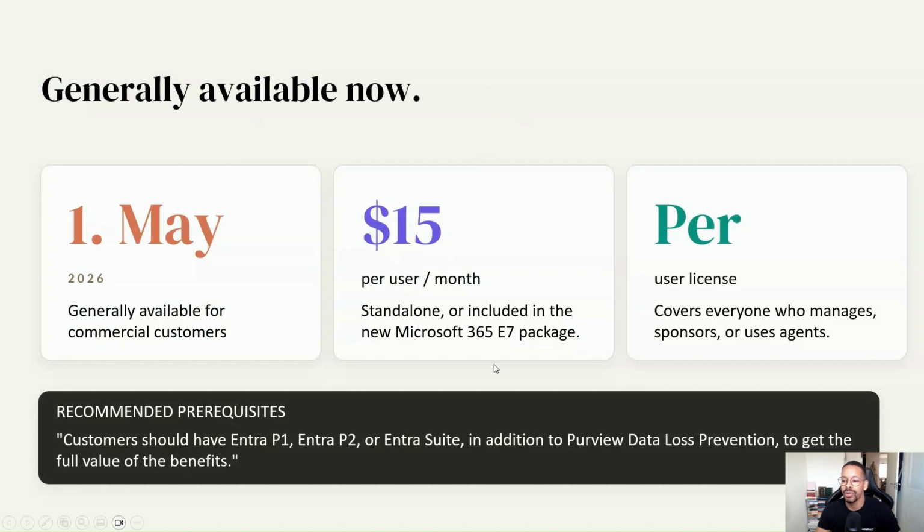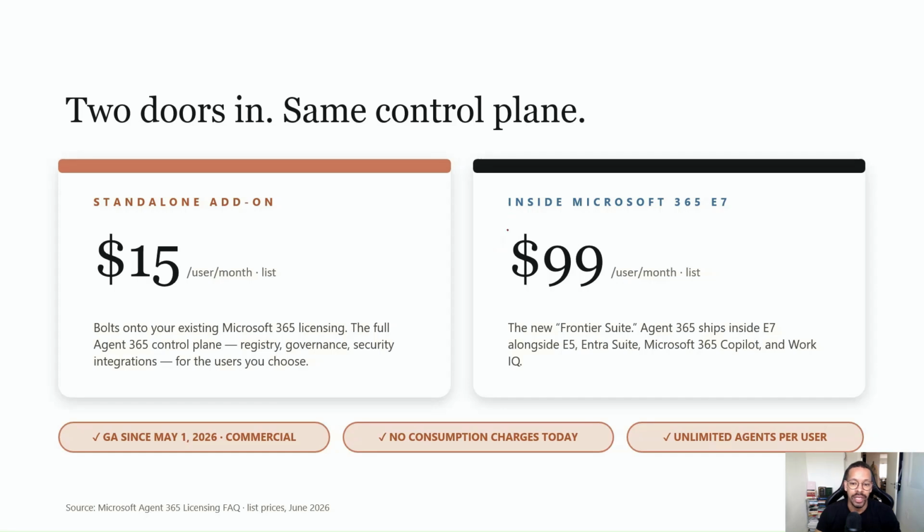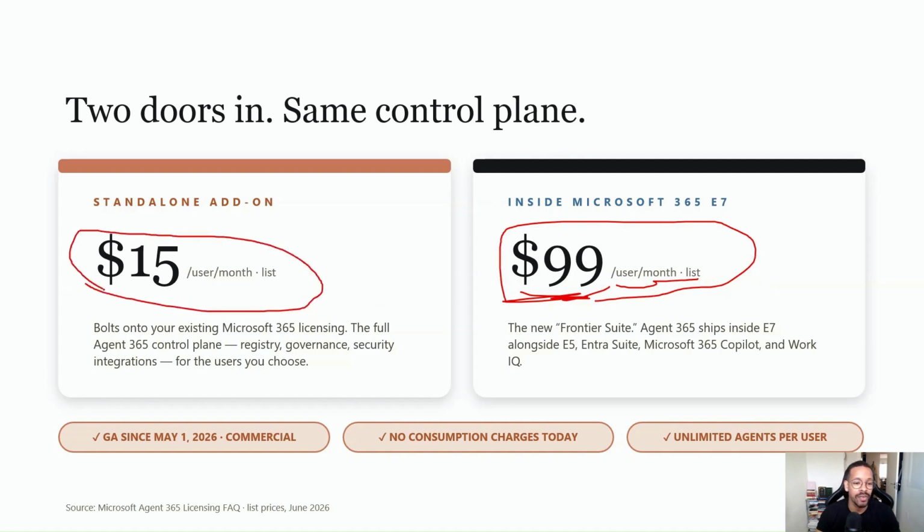So let's take a look at what the E7 package is and how you can actually use it. The E7 package is $99 a user a month. This is the entire stack, as you will see in the next slide. The standalone Agent 365 license is just $15. So you get the agent control pane, you get the registry, governance, and all of it for $15. But here you get $99 and Intune, as you'll see here, Intune and everything is included.